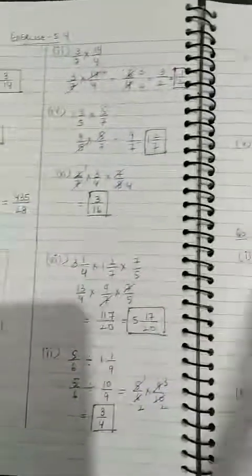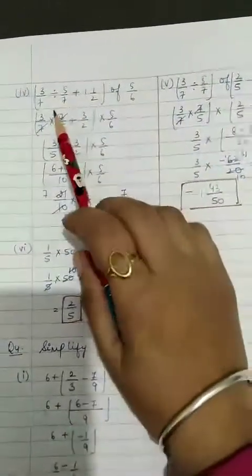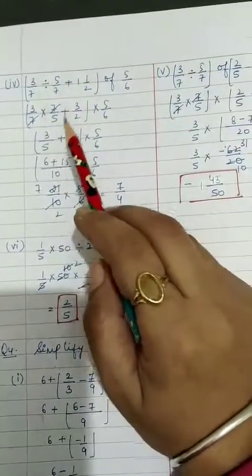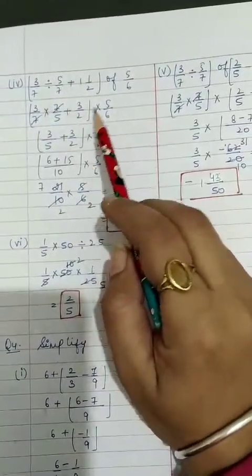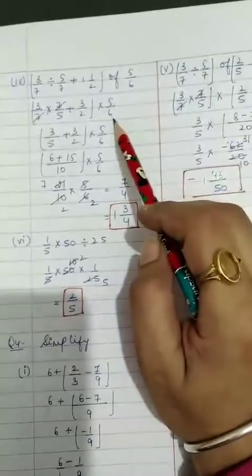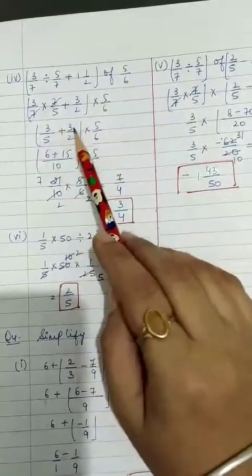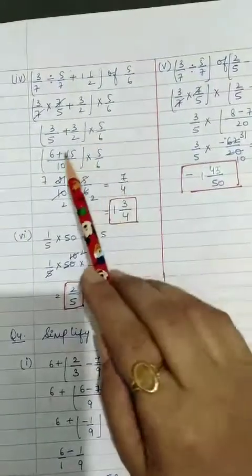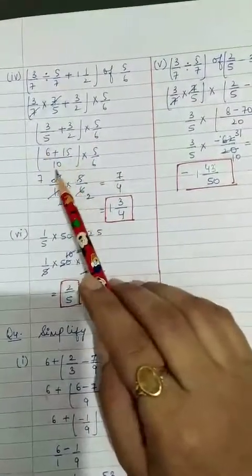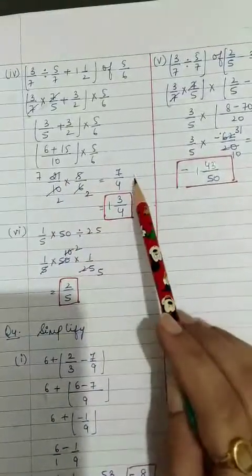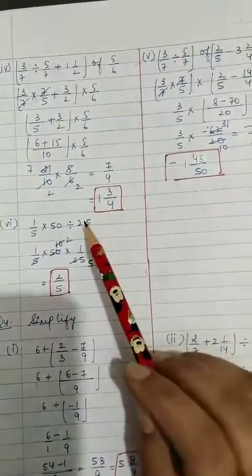Next question, children, next part of the same question. 3 by 7, change this divide into multiply. 7 by 5 plus 3 by 2, and of means multiply, 5 by 6. So cancel the terms. You will get 3 by 5 plus 3 by 2 into 5 by 6. Take the LCM. 6 plus 15 by 10 into 5 by 6. Whatever you can cancel, cancel them. Final answer will be 7 by 10.